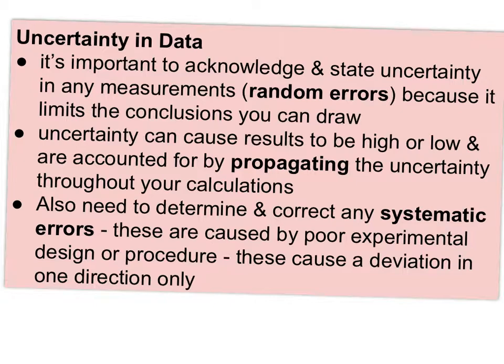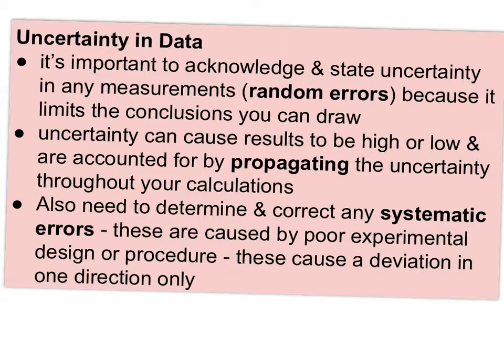And then the other error that we tend to see in our data is called systematic error, but these are caused by poor experimental design or procedure, and these will cause a deviation in one direction only. For example, if you read the top of the meniscus rather than the bottom of the meniscus when you're taking readings in a graduated cylinder or buret, reading the top is always going to inflate your value. Another common example is heat loss from a calorimeter. Heat loss from a calorimeter is always going to deflate your values.